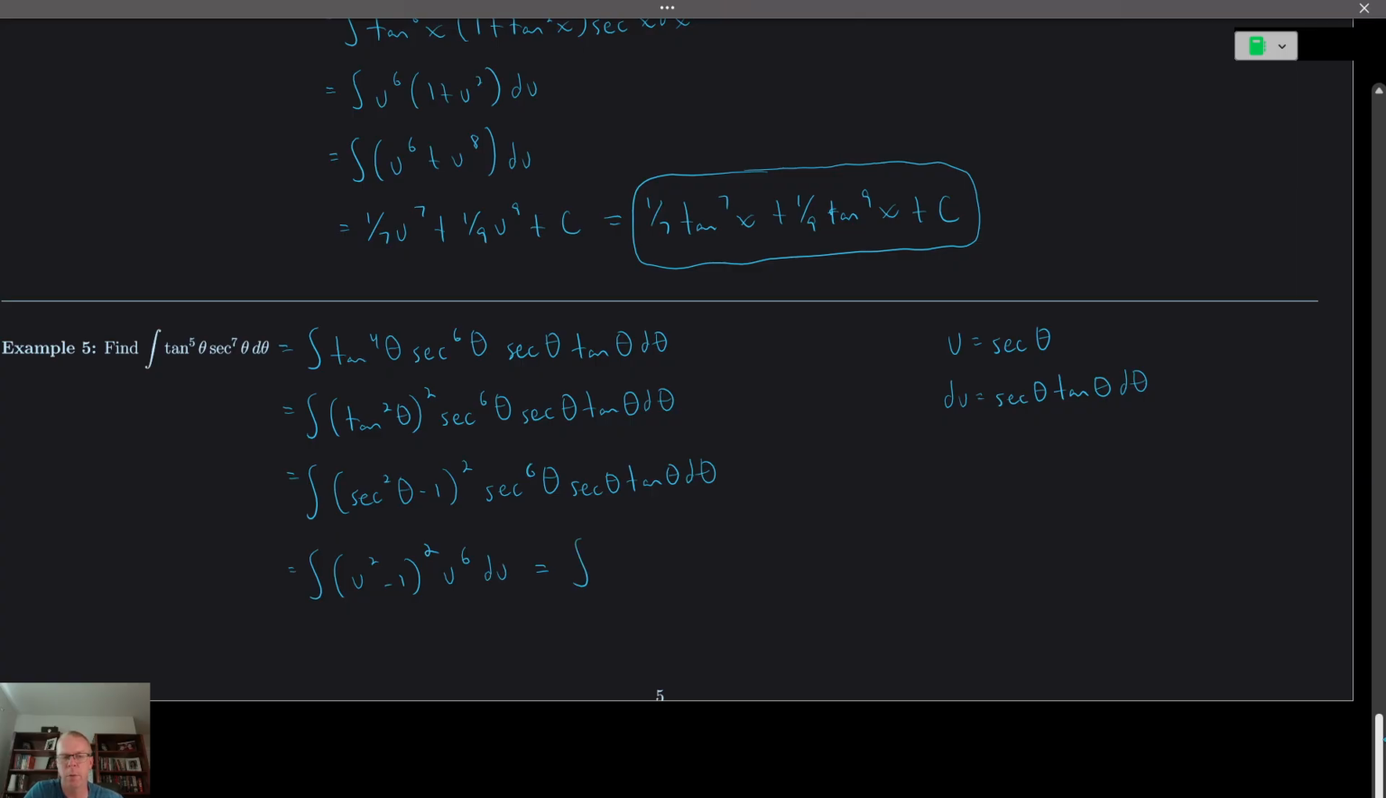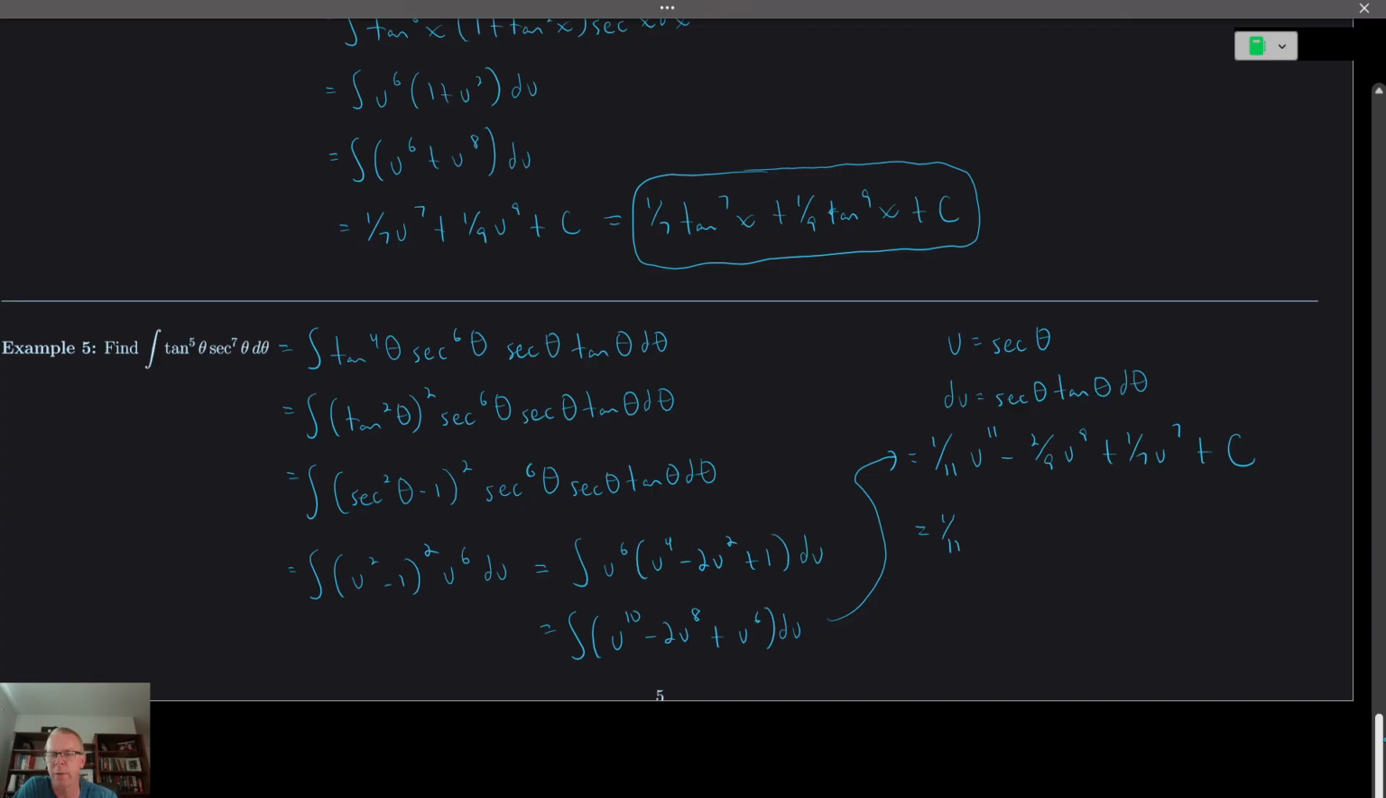So let's FOIL out u squared minus 1 squared. So u to the 6th, u to the 4th minus 2u squared plus 1, du. And then we'll distribute the u to the 6th. So u to the 10th minus 2u to the 8th plus u to the 6th. And then we integrate. So we have 1/11 u to the 11th minus 2/9 u to the 9th plus 1/7 u to the 7th plus c.